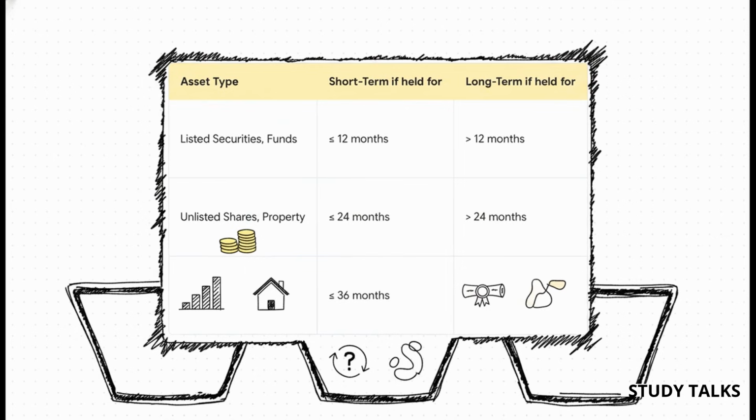Okay, so for any transfers that happened before July 23rd, 2024, look at this table. You've got 3 tiers. Top tier, listed securities, mutual funds. The cutoff is 12 months. Middle tier, unlisted shares and property. It's 24 months. And the bottom tier, which is the catch-all for everything else, is 36 months. You need to know these 3 buckets cold: 12, 24, 36.